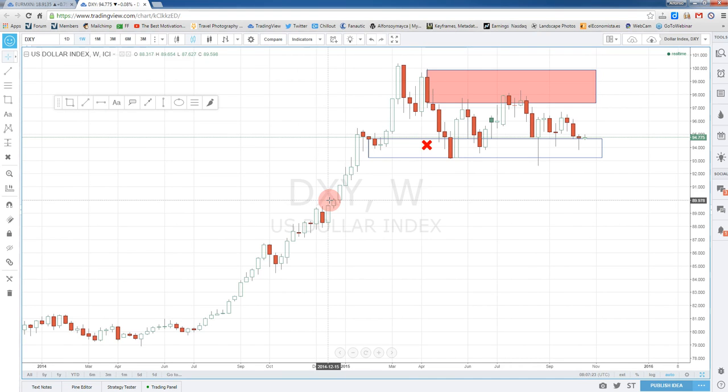Has that area been taken out or not? It has been taken out. Can we draw a descending trend line on the weekly? Let's ask the dollar index weekly oracle.